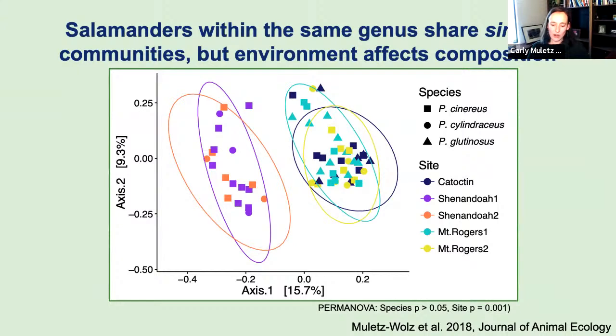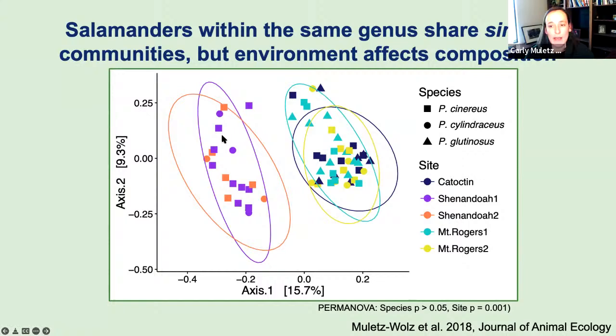Okay, so to start with the first field survey that I did, what we found were salamanders within the same genus share similar communities, but the environment affects composition. So this is looking at composition, with each salamander being a dot here, and their microbial community represented by that dot. And what we see is if you are, let's say, in Shenandoah National Park at site 1 and 2, you are all in that same space together, so your communities are similar.